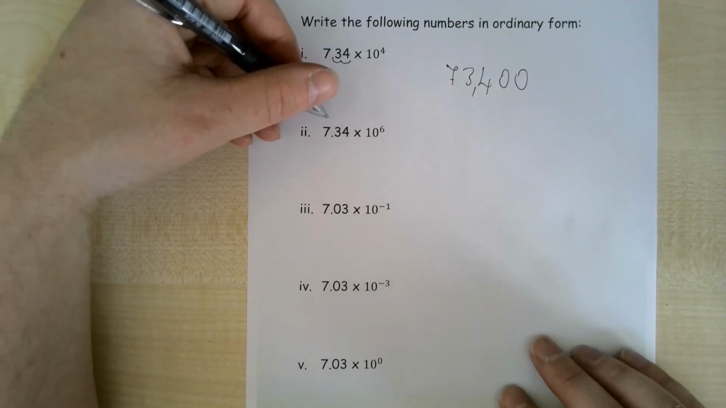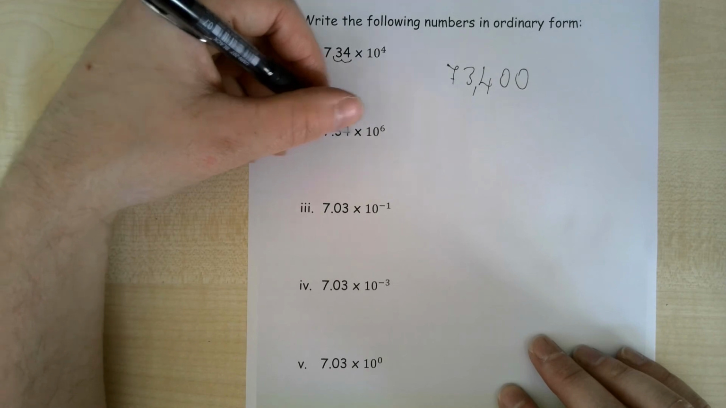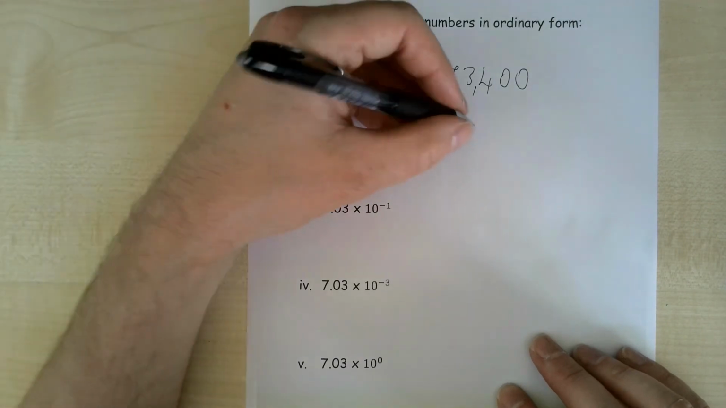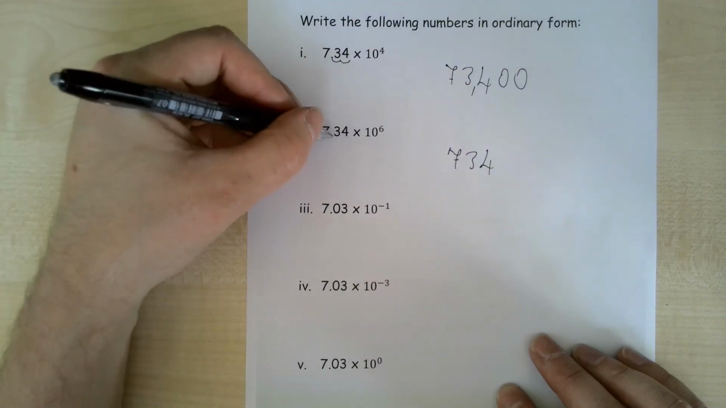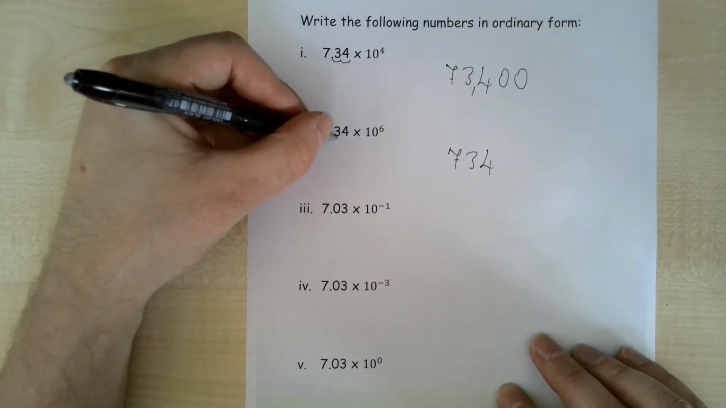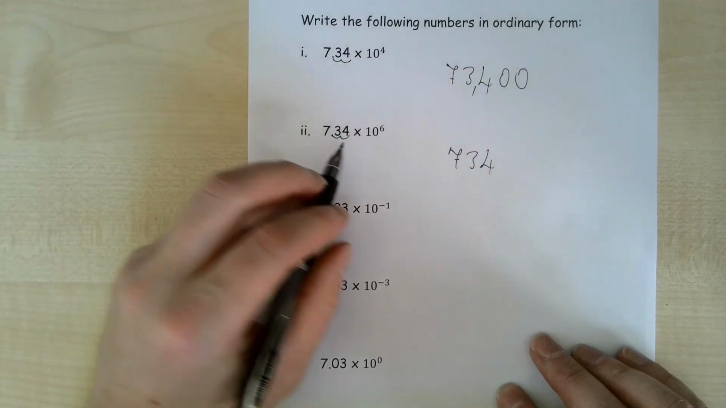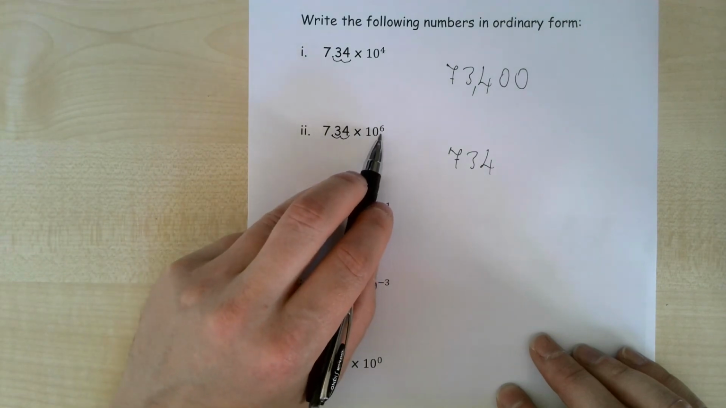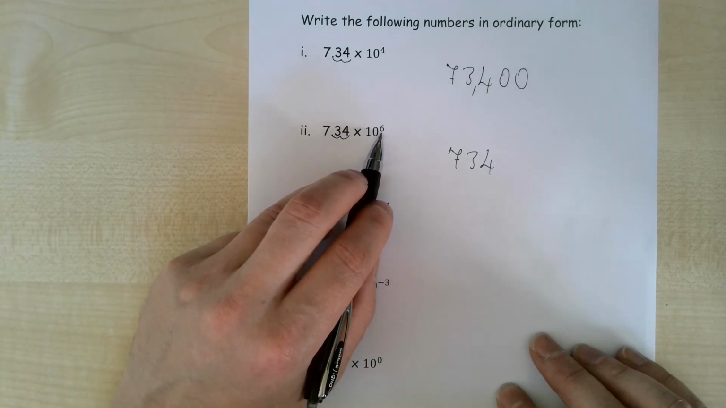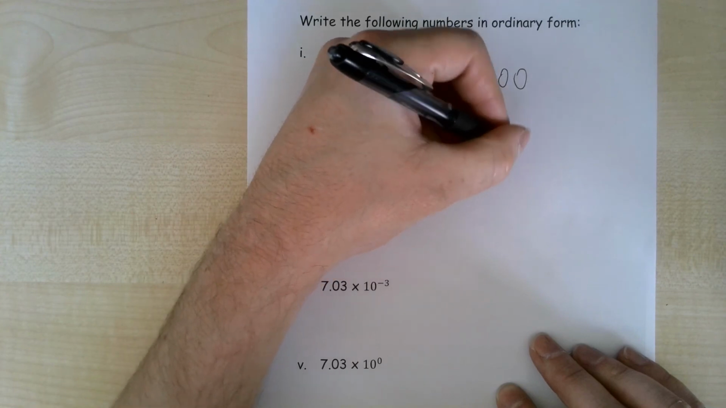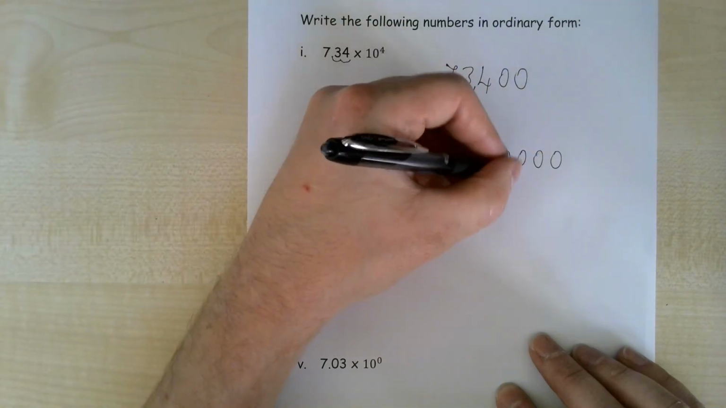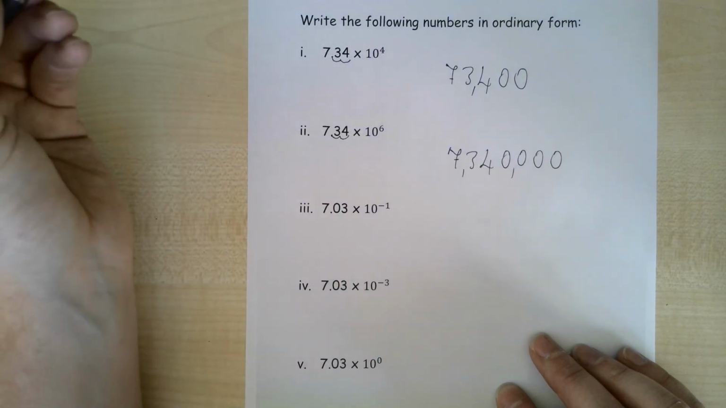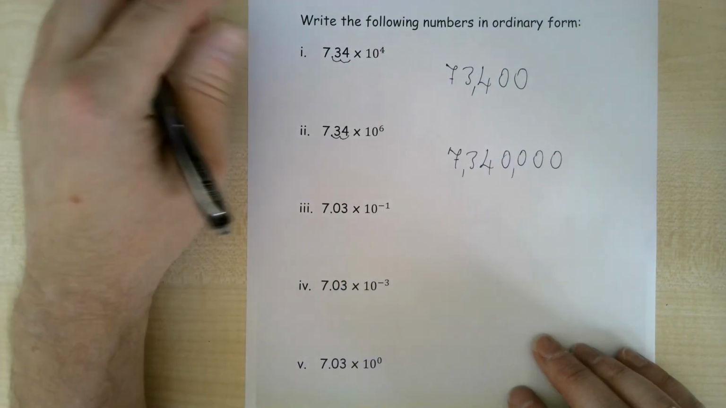Second question, we're moving it 6 times this time, so we're going to have 734. My thinking on it at the moment is the decimal point is now beyond that 4. I've used 2 of the 10s, so we've got 4 of them left, so there's going to be 4 zeros at the end of my answer. And that gives me 7,340,000.